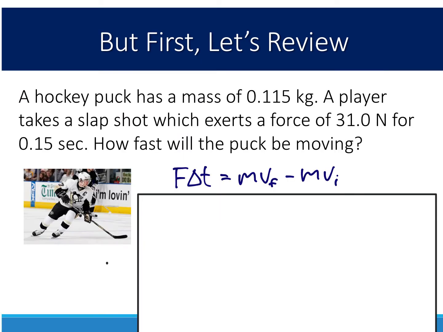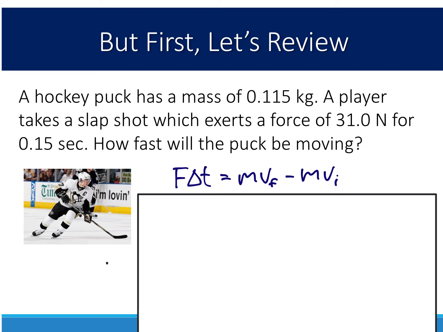All right, further expanding on these ideas, let's say we have a hockey puck that has a mass of 0.115 kilograms, and a player takes a shot and it exerts a force of 31 newtons for 0.15 seconds. Could we figure out how fast the puck would be moving with our impulse and momentum? Turns out, yes, we sure can. Start by writing out the equation. Impulse, so force times the change in time, is equal to the change in momentum: the mass times the final velocity minus the mass times the initial velocity.